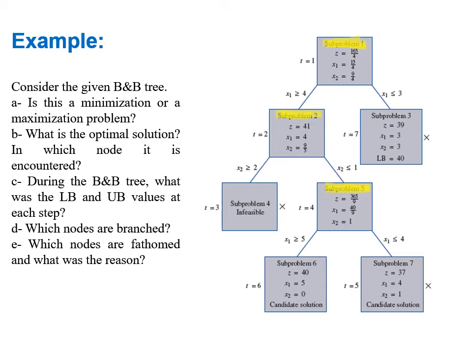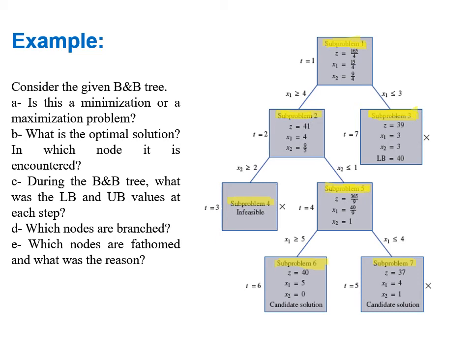In part E, it asks which nodes are fathomed. If you see subproblem 3, this one, subproblem 4, this one, subproblem 6 and subproblem 7, they are fathomed. And it asks for what are the reasons for fathoming. By the way, be careful, this subproblem 3 does not indicate the order of exploring this node.